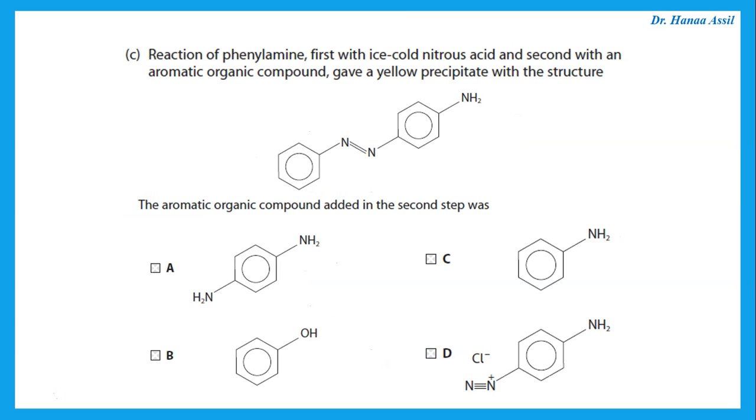Reaction of phenylamine first with ice-cold nitrous acid and second with an aromatic organic compound gave a yellow precipitate with this structure. The aromatic organic compound added in the second step was which one? So what did we add to the diazonium salt? We added this part. So this is which choice? This is this one. That's what we react with the diazonium salt in order to get that product.